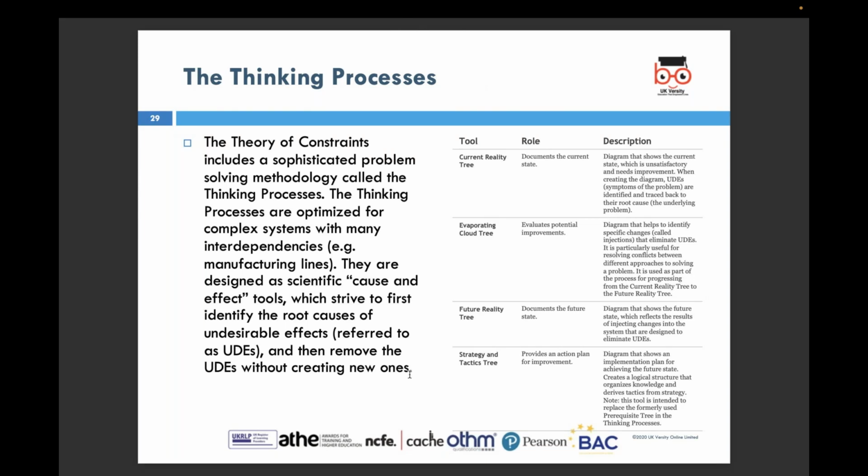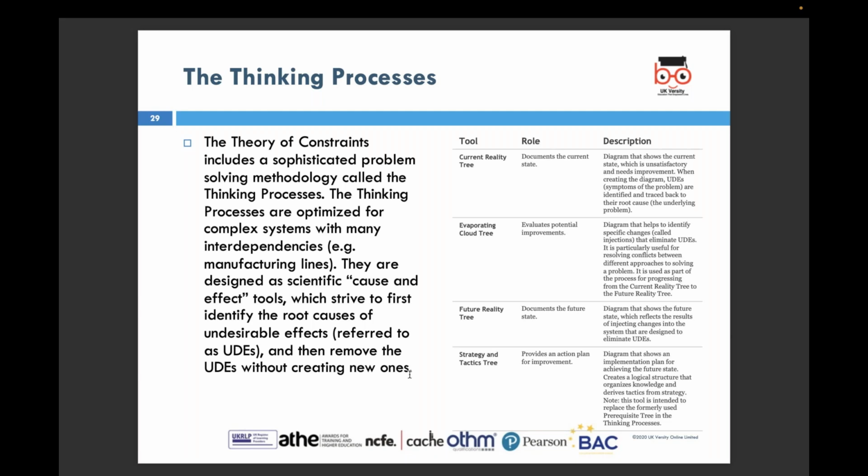Another tool in the thinking process is the evaporating cloud tree. These tools help us evaluate potential improvements by resolving conflict between different approaches to problem solving. It enables us to identify specific changes, referred to as injections, that can eliminate UDEs within the system. The evaporating cloud tree is often used in conjunction with the current reality tree as we progress towards creating the future reality tree.